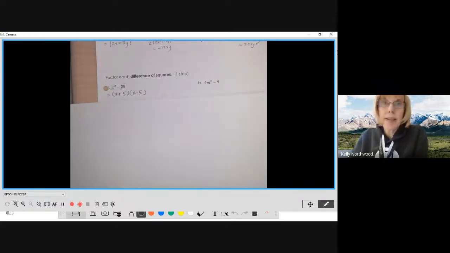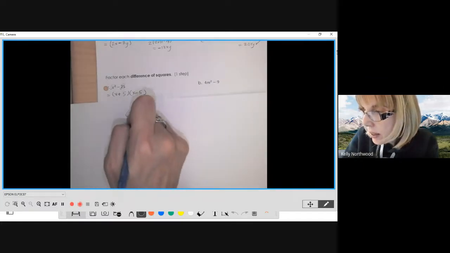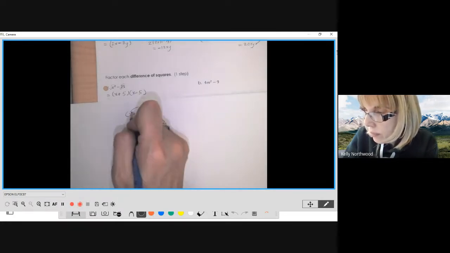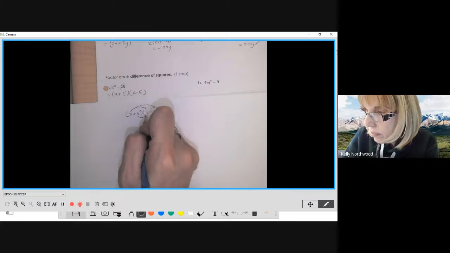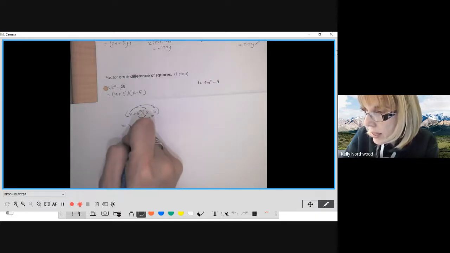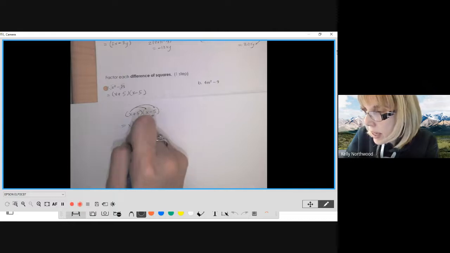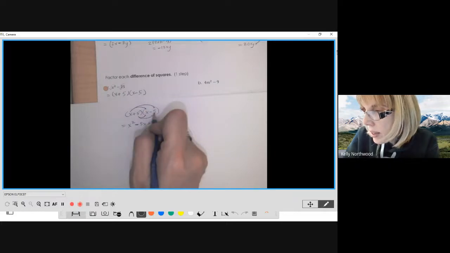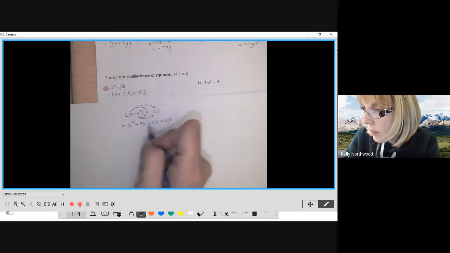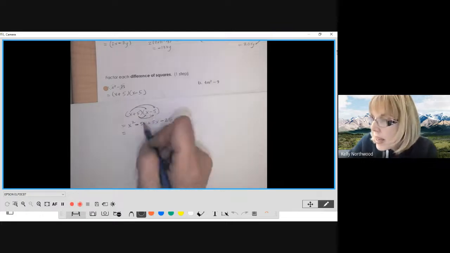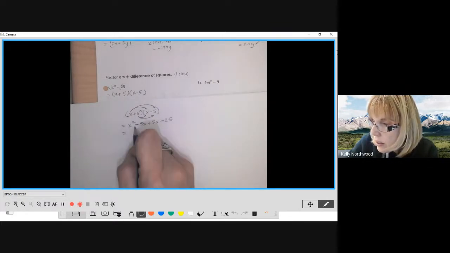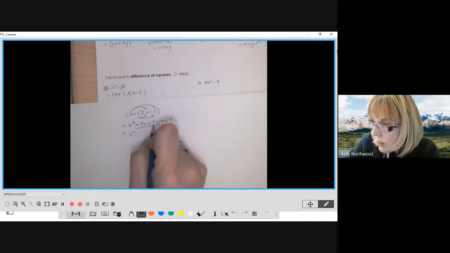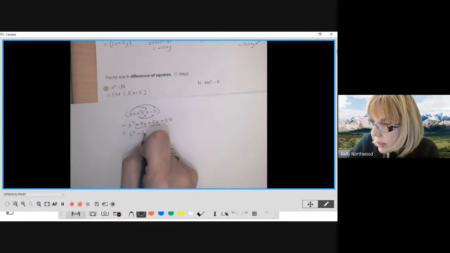The reason is because when you expand using FOIL, x times x is x squared, x times -5 is -5x, positive 5 times x is positive 5x, and positive 5 times -5 is -25. And what ends up happening is if you have opposite signs in the middle, then these middle terms add up to 0. So negative 5x plus 5x is 0, so you're just left with x squared minus 25.